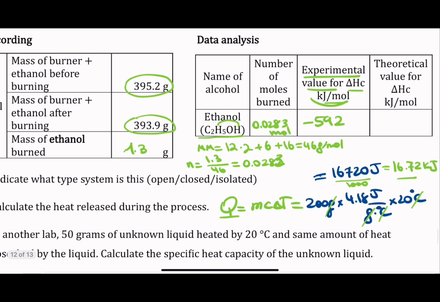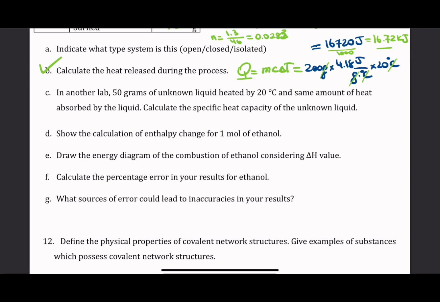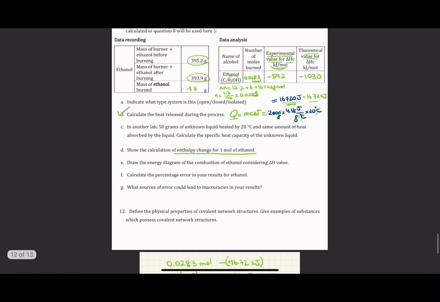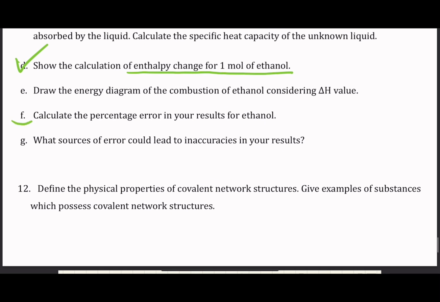Now the theoretical one we calculated from the previous equation was negative 1030 using the bond energies, right? Now this part is done. I'm going to show the calculation of enthalpy change for 1 mole of ethanol. This is the one for 1 mole of ethanol. We did this one too. So this is the D. Now calculate the percentage error. Now I'm going to do the F and I will do the G.